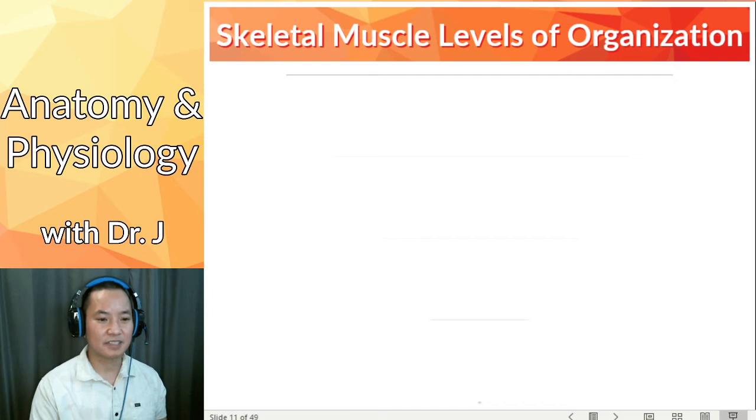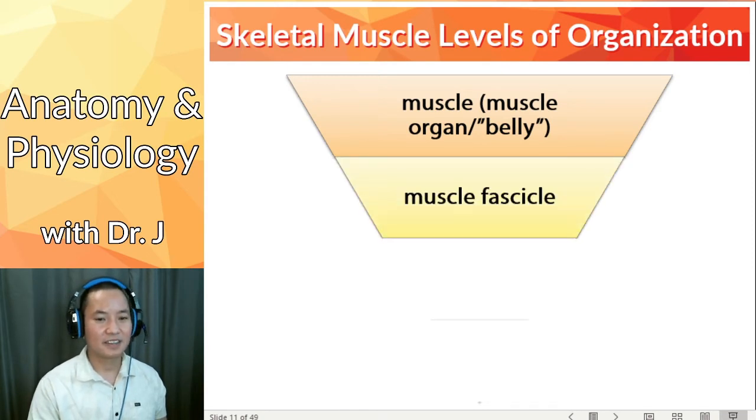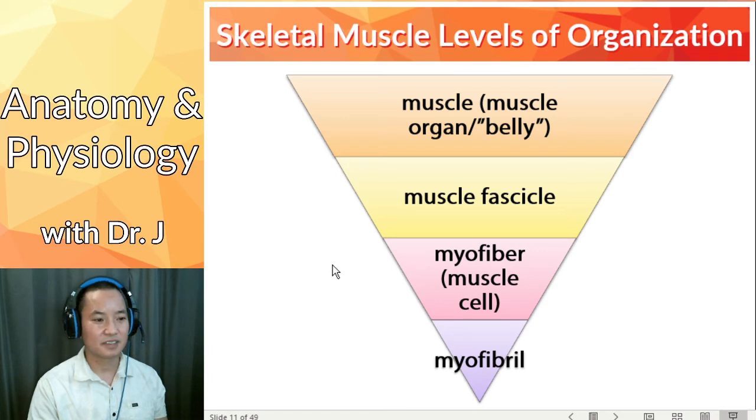So if we talk about levels of organization, going from the biggest to the smallest, when you have an entire muscle or a muscle belly, it's made out of a bunch of fascicles put together. An individual fascicle is made out of a bunch of muscle fibers, aka muscle cells. And within each muscle cell, you have a bunch of myofibrils, and these are proteins. And this is going from biggest to smallest.